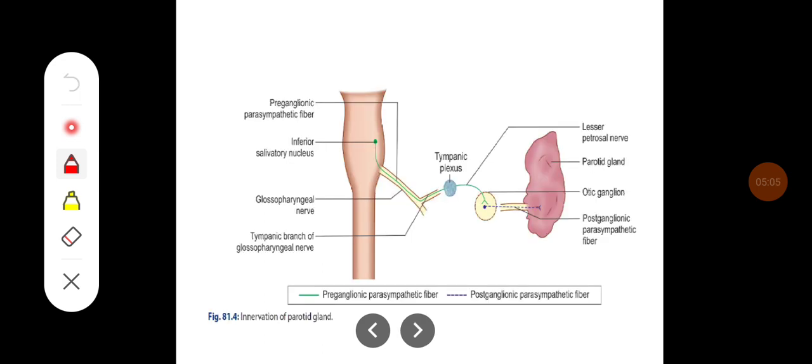This is a diagram showing the innervation of the parotid gland. It starts from the inferior salivary nucleus, runs into the glossopharyngeal nerve, then forms the tympanic plexus. From the tympanic plexus, it goes to the otic ganglion where it forms the postganglionic fibers to innervate the parotid gland.